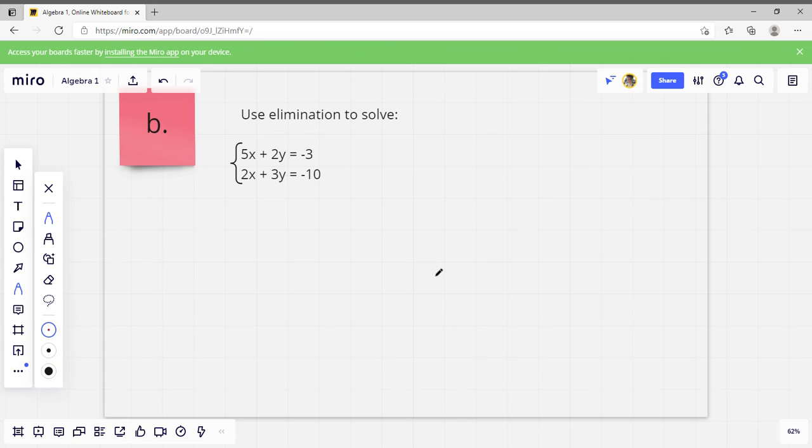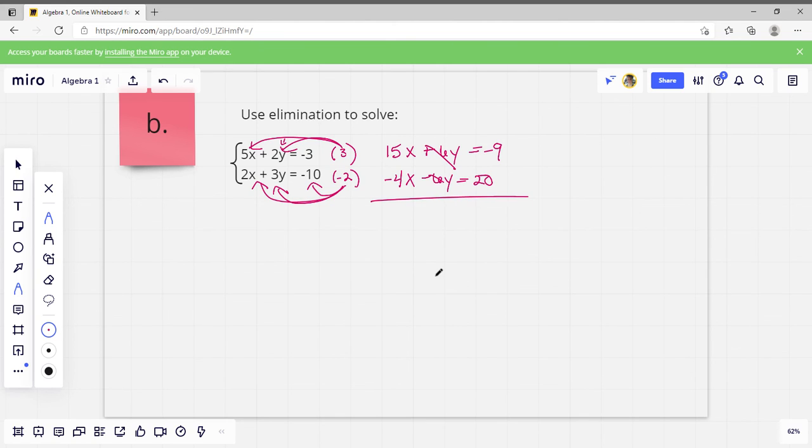Alright, so for this one, I'm going to go for my y term right here. So I'm going to say this one times 3 and this one times negative 2. 3 times 5 is 15x. 3 times 2 is 6y. 3 times 3 is 9, and that'd be negative 9. Negative 2 times 2 is negative 4x. Negative 2 times 3 is negative 6y. And negative 2 times negative 10 would be a positive 20.